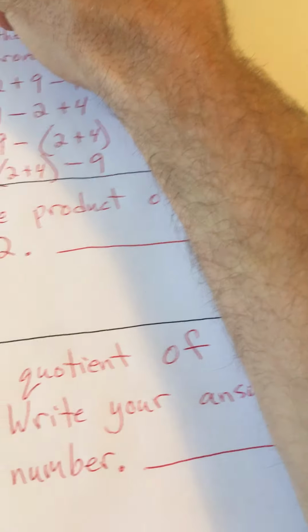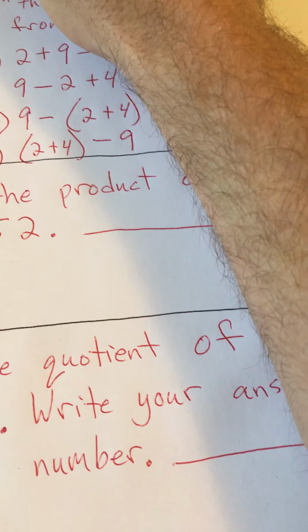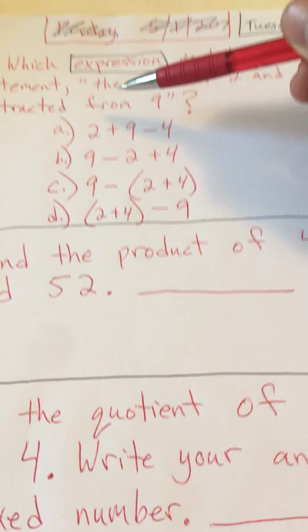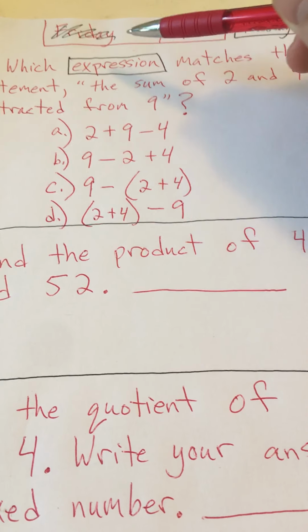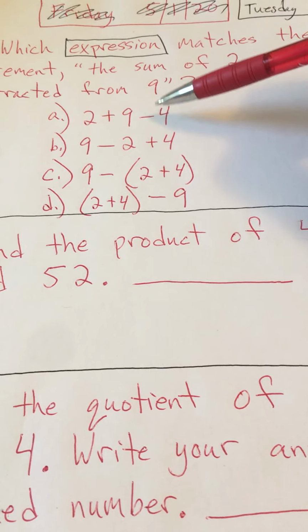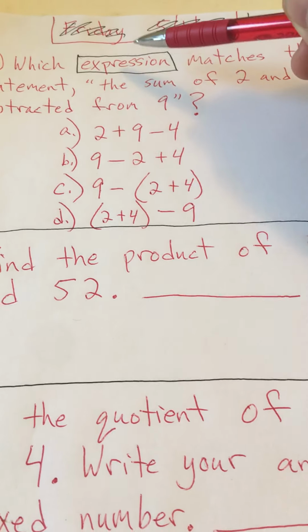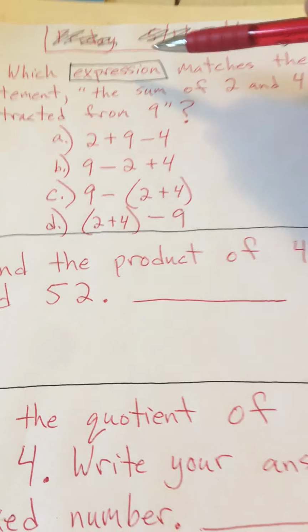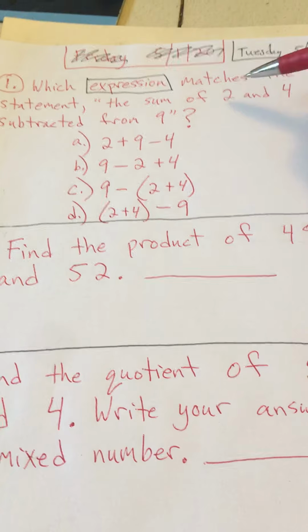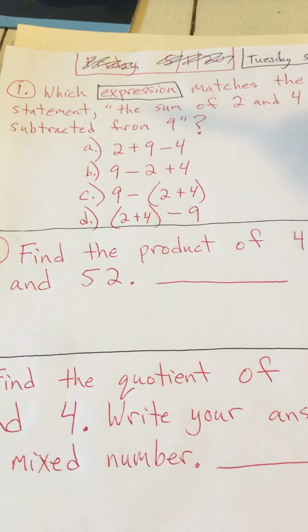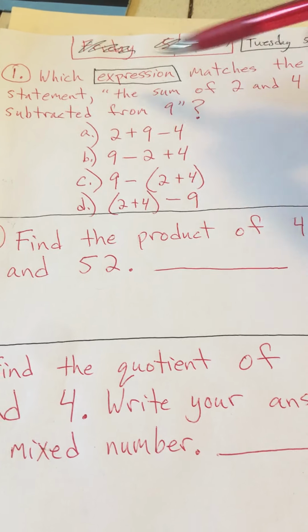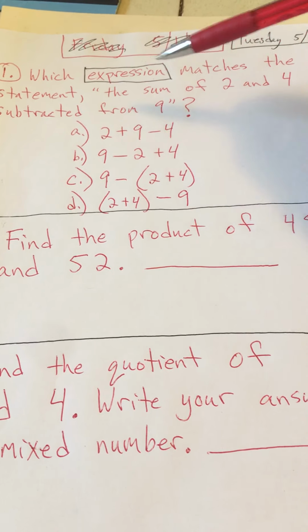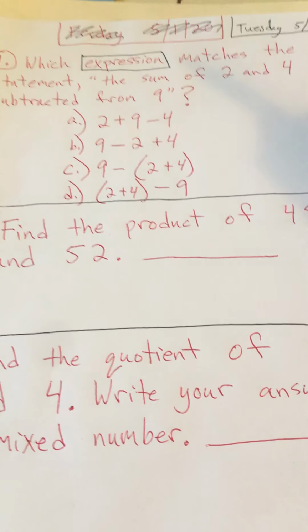Okay, so don't let this word expression fool you. Which expression, right? It's telling you that these are expressions. So an expression is just like a math sentence without an equal sign. So these are all expressions. So if you don't know what that is, try to work past it and see what you can solve in this problem, because you don't really need to know what that means. Okay, so which one of these matches the statement, the sum of 2 and 4 subtracted from 9?